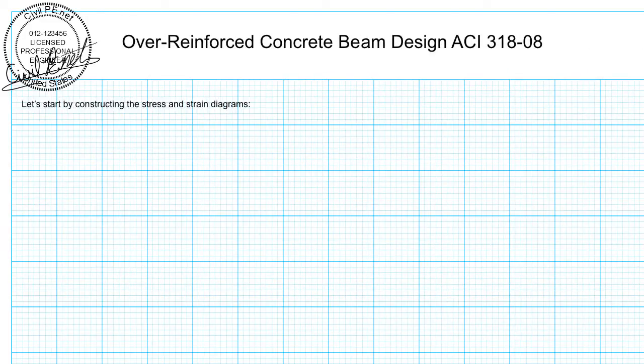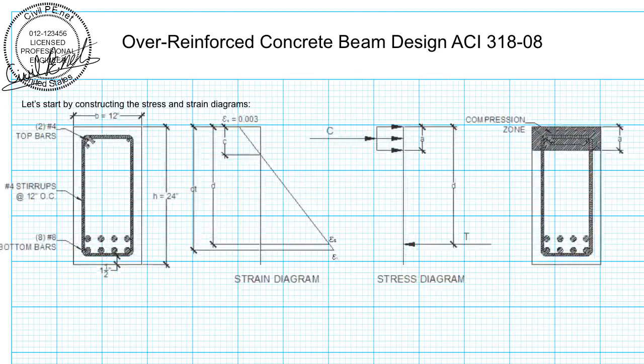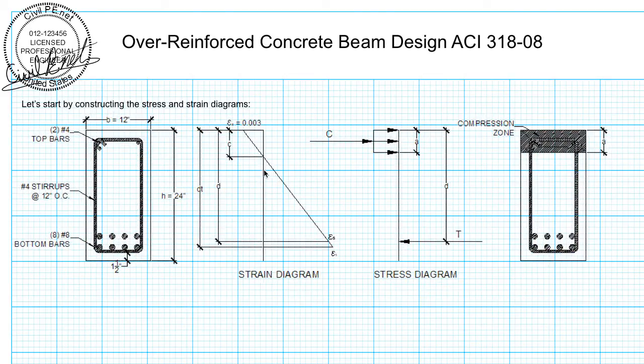So let's go back and develop our stress and strain diagrams once again. So here's our strain diagram. You'll notice I have 2 different strains depicted on this diagram. The first strain, epsilon sub T, is the strain in the steel at the extreme tensile layer of steel. The second strain, epsilon sub S, is our strain in the steel at the centroid of this entire group of steel at the bottom.